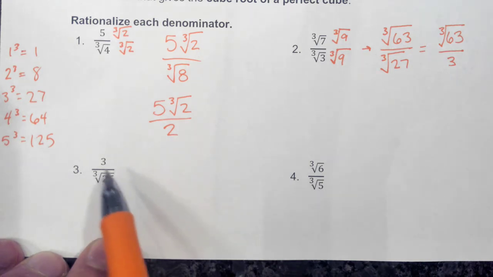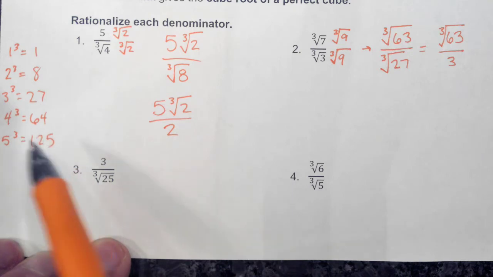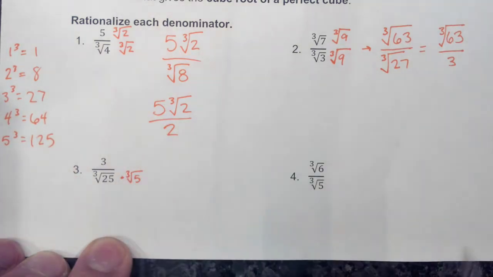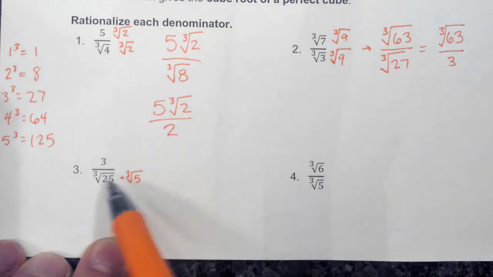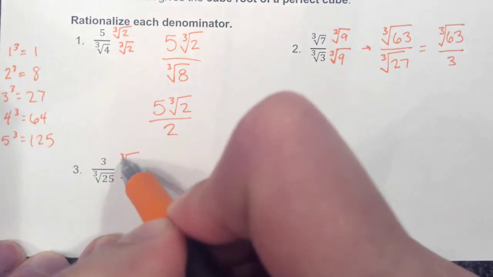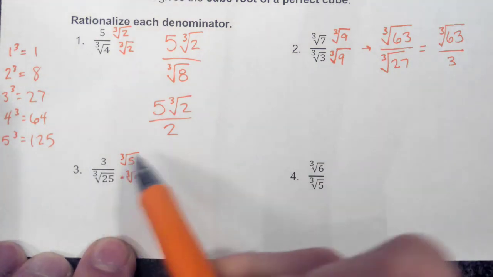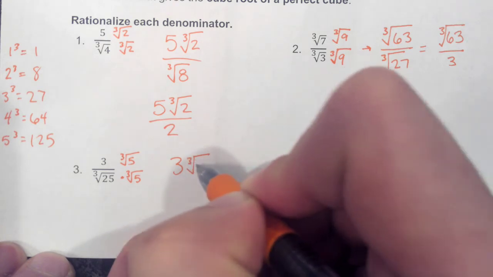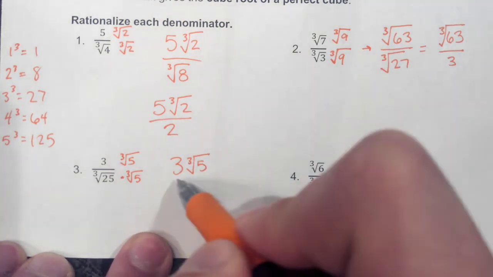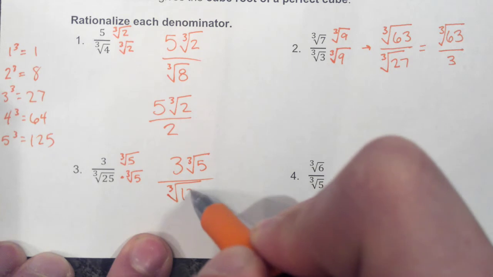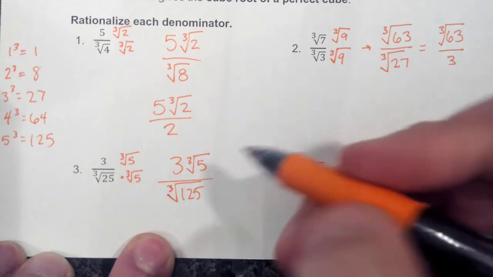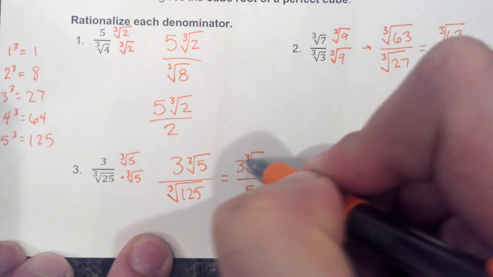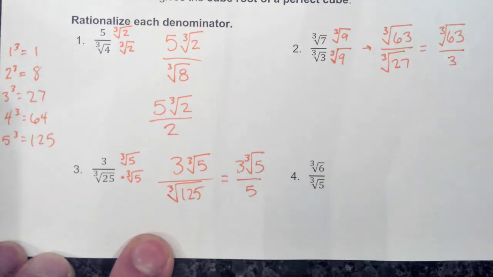So what perfect cube can I get 25 to? Well, clearly I can get it to 125. How do I do that? Multiply by 5. But just the cube root of 5, right? And then on top, I'd have to multiply it by the same thing to keep it balanced. So 3 times the cube root of 5 is 3 cube roots of 5. On bottom, I have the cube root of 125, but we know that the cube root of 125 is plain 5. So we have 3 cube roots of 5 over 5. Again, doesn't reduce any further.